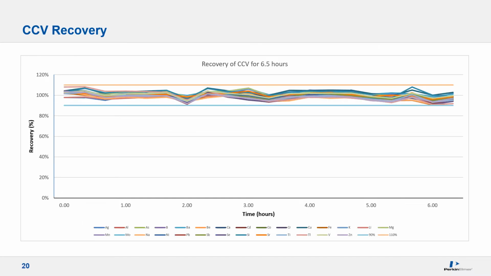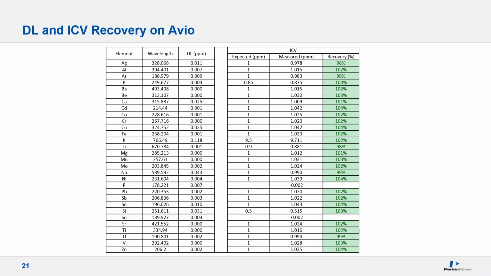A continuous calibration verification, or CCV, was measured every 10 samples throughout the analysis. You can see from this slide that we get good recovery of the CCV throughout the experiment, and it is within plus or minus 10% of the expected value. The table on this slide shows the elements measured and the wavelengths used.